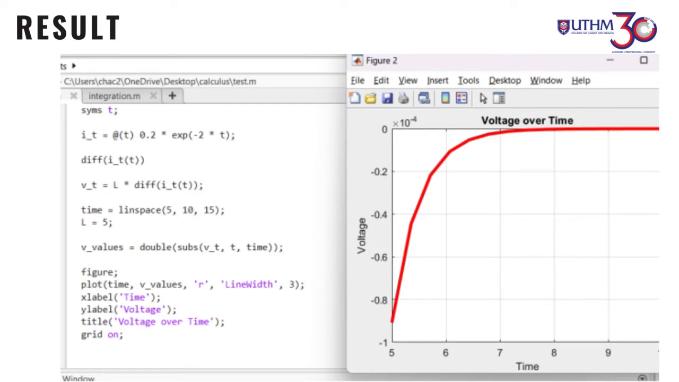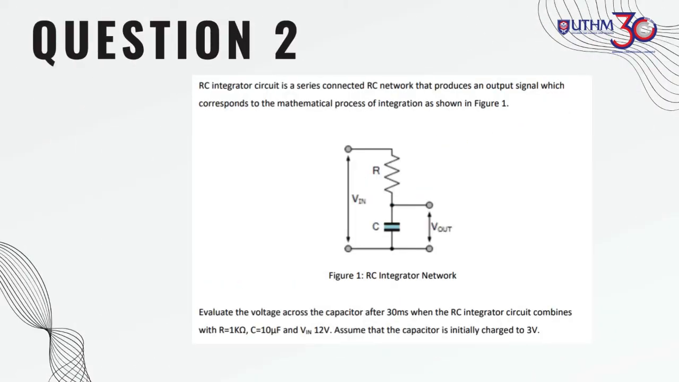Then we need to plot the graph of voltage over time, so we need an x-axis and y-axis. The x-axis is labeled as time and the y-axis is labeled as voltage. The right hand side is the result of the graph plotted by MATLAB. Next, let's move to the next question, question number 2.